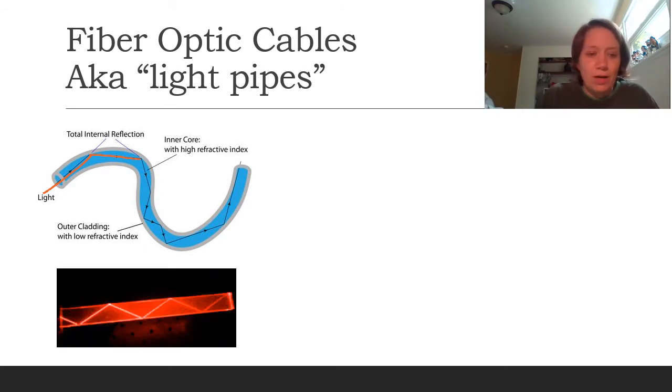This is a picture of an actual material exhibiting total internal reflection. If we were in class, I'd show you a demonstration of this, but I don't have it. It's not in my classroom right now. But it's pretty cool to actually see that light reflecting off and bouncing and going around the pipe.